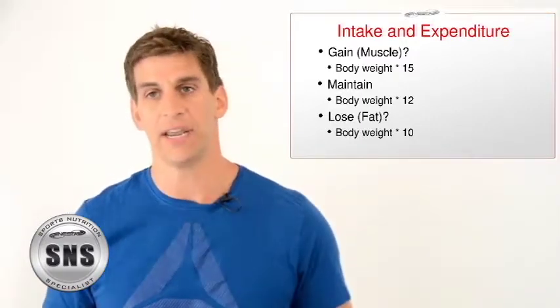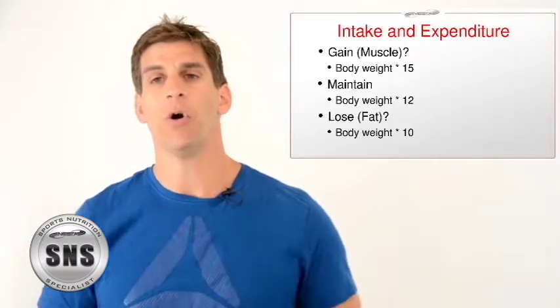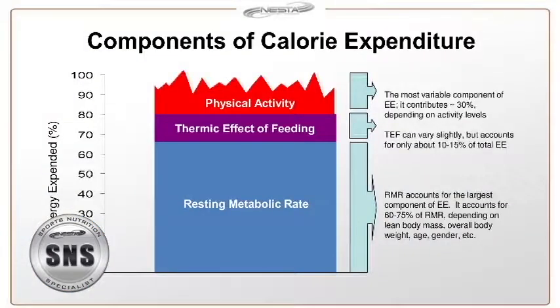Now, when we look at overall calories and components of calorie expenditure, we have calorie intake, and that is the foods we eat and the beverages we consume, the beverages with calories, that is. Now, there are a lot of factors that play a role in calorie expenditure, how many calories you expend each day. And you can see this chart here. The biggest component of that is something called resting metabolic rate.